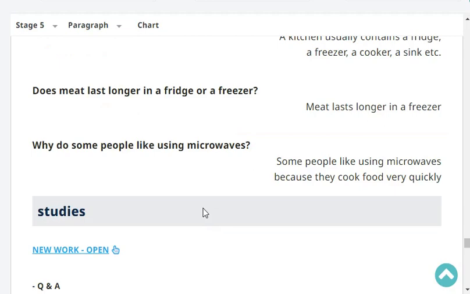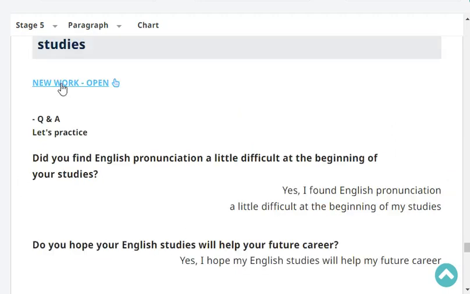Very good. Why do some people like using microwaves? Some people like using microwaves because they cook food very quickly. Wait, one more. Some people like using microwaves because they cook food very quickly. Very good.